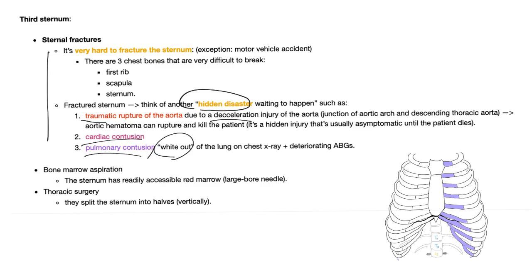Pulmonary contusion shows as a white out of the lung on chest x-ray and a deteriorating ABG. I didn't say deteriorated, I said deteriorating. It's getting worse and worse and even worse.